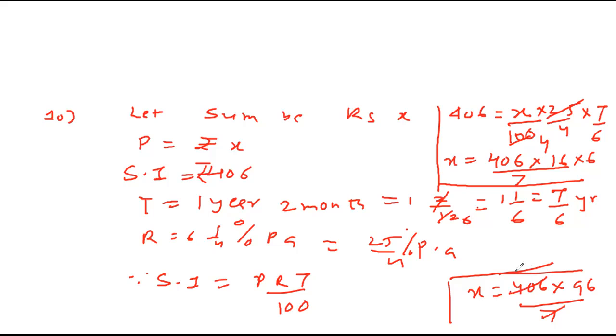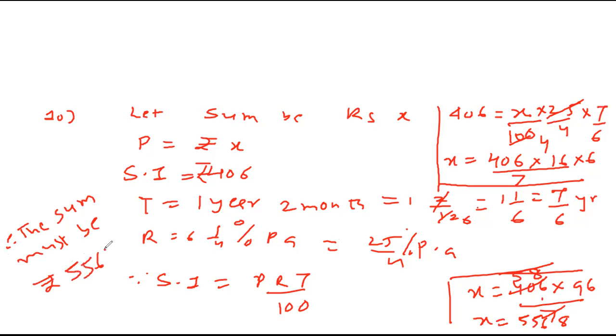7 5s are 35, carry 5 into 8. This becomes 5568. Therefore, the sum must be rupees 5568. Yes, all of you got this answer only? Yes, sir. Very good.